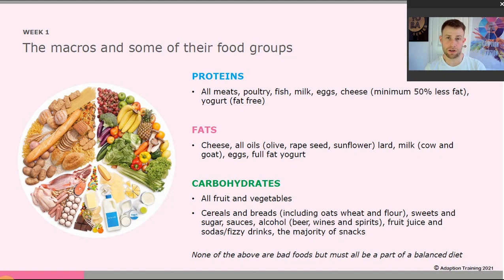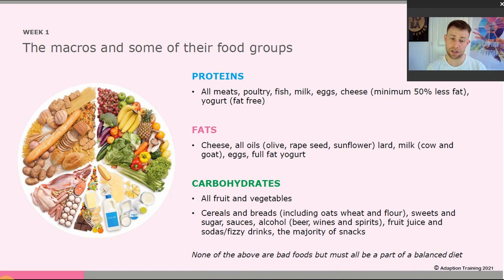So guys, just to continue from the previous slide, I was going to have a look at the proteins, fats and carbohydrates and typical food groups that you might find more of those macronutrients in. So with proteins, you're looking at things such as all meats, poultry, fish, milk, eggs, cheese, and cheese tends to have, if it's a less fat content in the cheese, tends to be a higher portion of protein. That is just because there is less fat in there. And fat-free yogurt, also exactly the same thing. If there's less fat in there, there tends to be a little bit more protein.